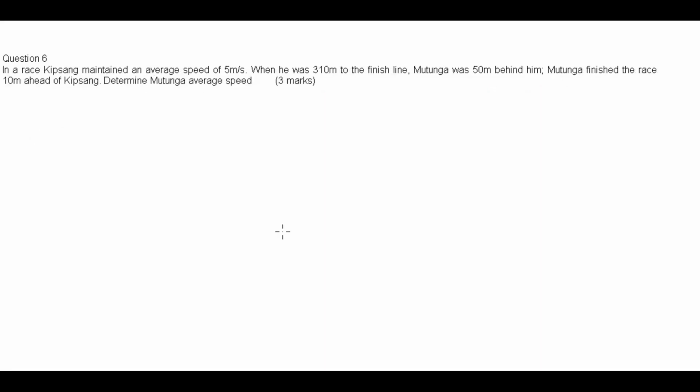meters per second. When he was 310 meters to the finish line, Mutunga was 50 meters behind him. Mutunga finished the race 10 meters ahead of Kcse. Determine Mutunga's average speed. So what you are told here is, let me draw that line.